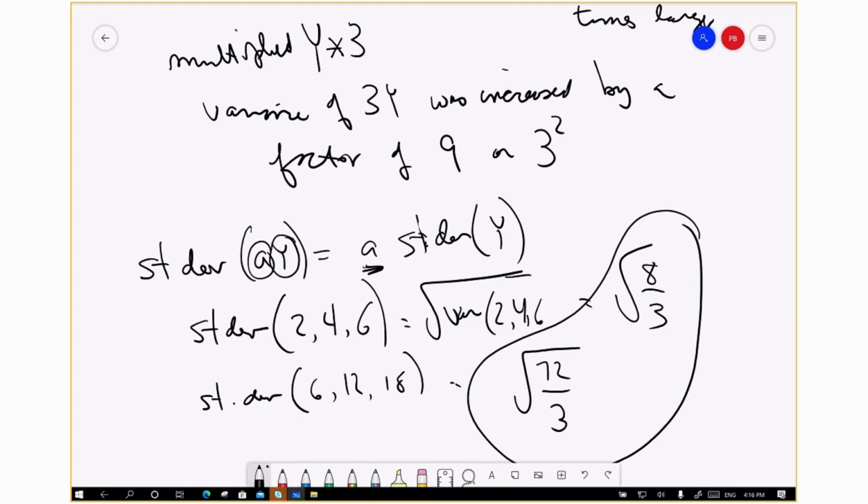The next topic we're going to talk about is the sampling distribution of means drawn from a normal population.